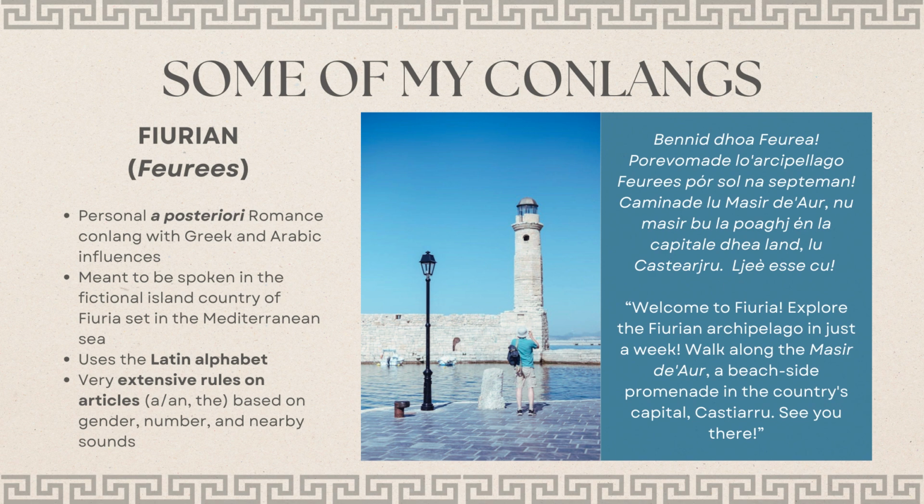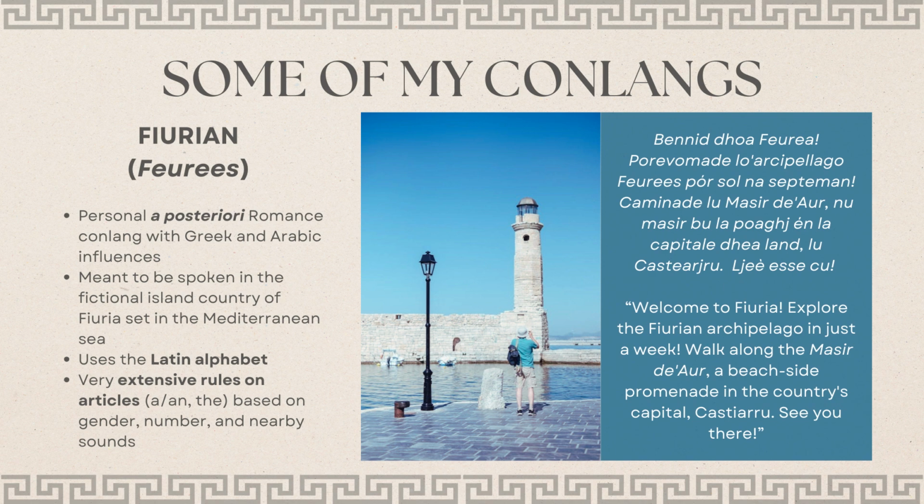A very recent one of mine is called Fiurian. So this is a personal a posteriori romance conlang with a lot of Greek, Arabic, and even Italian influences. So I kind of gave it real world lore. And when I say romance, I don't mean like lovey-dovey romance. I mean romance as in the romance languages like French, Spanish, Italian, Romanian, Romansh, etc. So it's spoken in the fictional island country of Furia, which I set in the Mediterranean Sea.